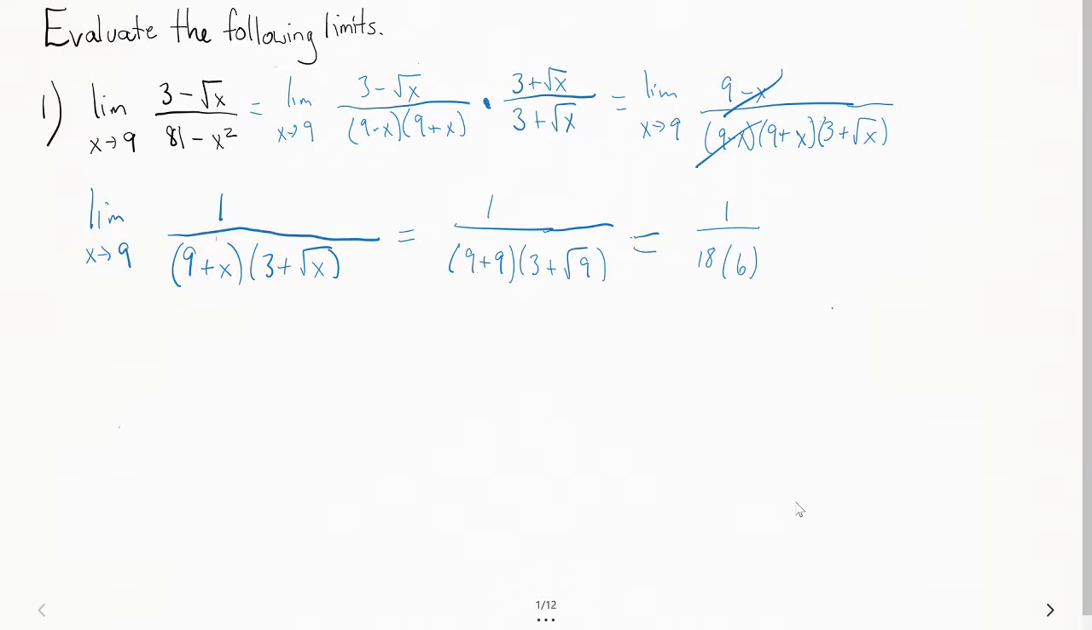Okay, so what is that? 60 plus 48 is 108. So this is 1 over 108. And you can leave it as 1 over and then put 18 times 6 in the denominator. That's just fine too, by the way. But we get 1 over 108.